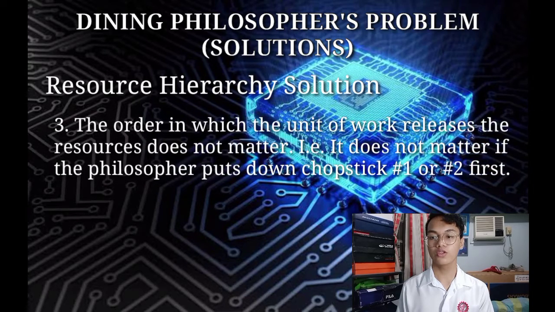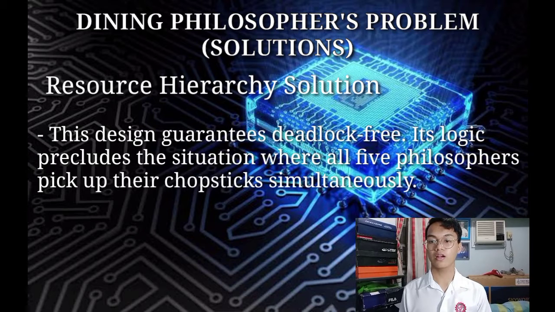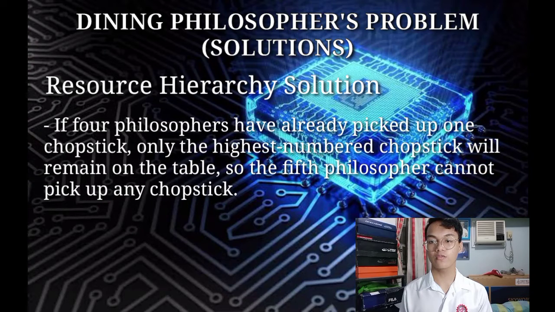Third, the order in which the unit of work releases the resources does not matter. It does not matter if the philosopher puts down chopstick number 1 or number 2 first. This design guarantees deadlock-freedom. Its logic precludes the situation where all 5 philosophers pick up their chopsticks simultaneously. If 4 philosophers have already picked up 1 chopstick, only the highest numbered chopstick will remain on the table. So, the 5th philosopher cannot pick up any chopstick.